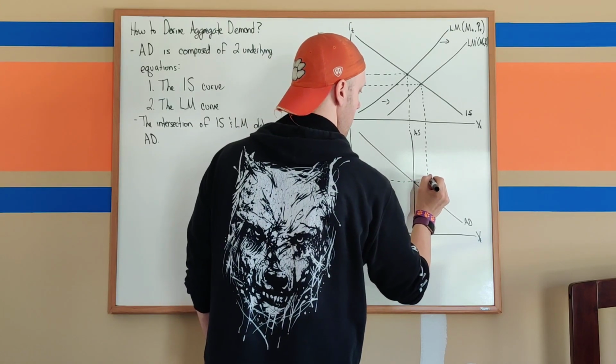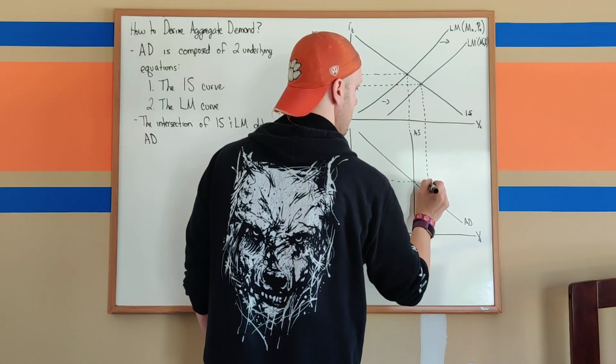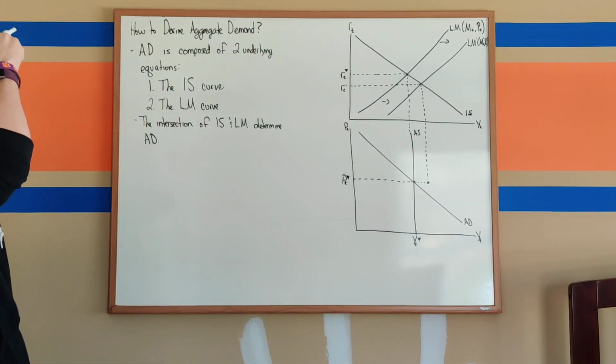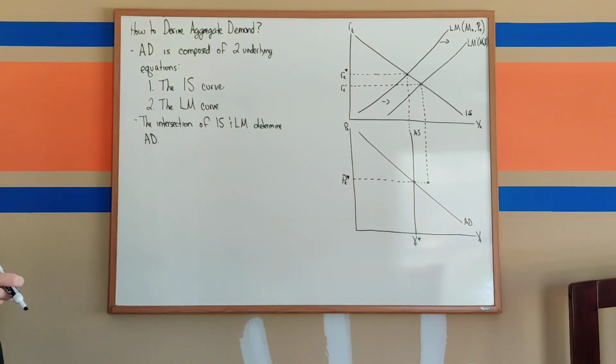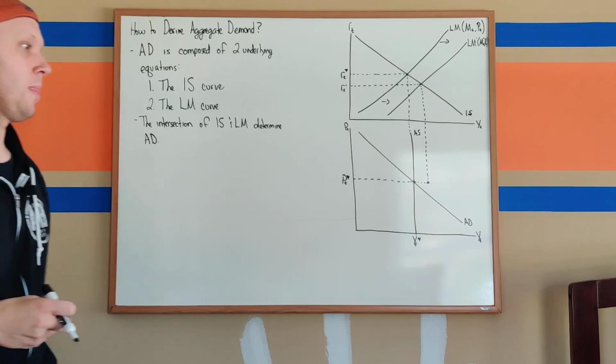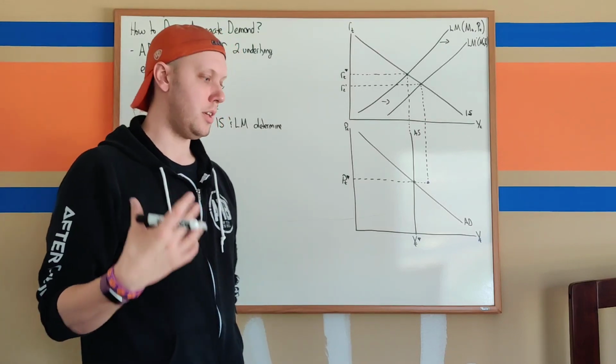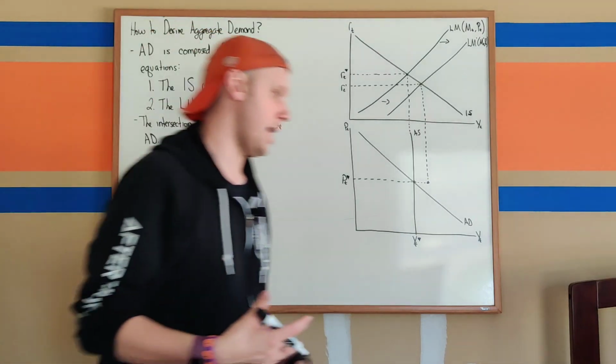And the horizontal distance that the LM curve shifted along the IS curve. So what we're doing is we're allowing the money supply to change, but we're holding any fiscal policy measures constant, right? Because we only want to look at one shock at a time. Looking at multiple shocks leads to an identification problem. We don't want that.